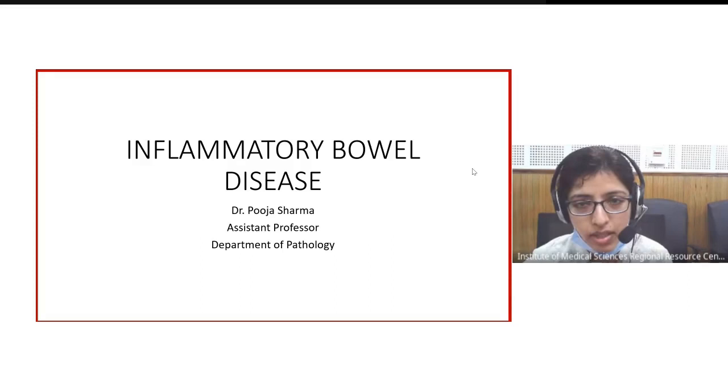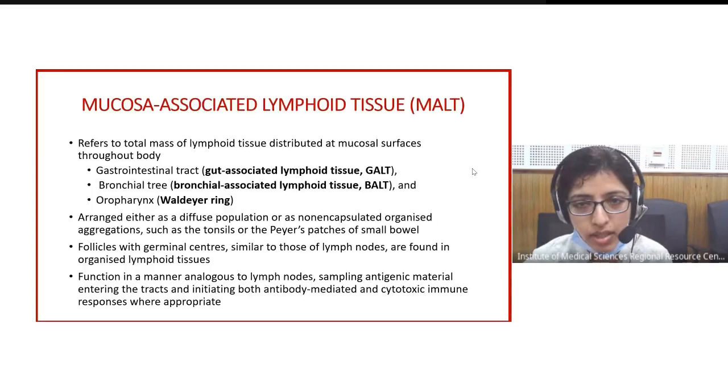Now, before we go on to the topic, I want to tell you in short about mucosa associated lymphoid tissue that you all must already be aware of. But just at the outset, I want to give a quick revision of this. As you have already read in your general pathology the topic of immunity, you have read about how our immune system functions. You have also studied the different lymphoid organs, that is the lymph nodes, the spleen.